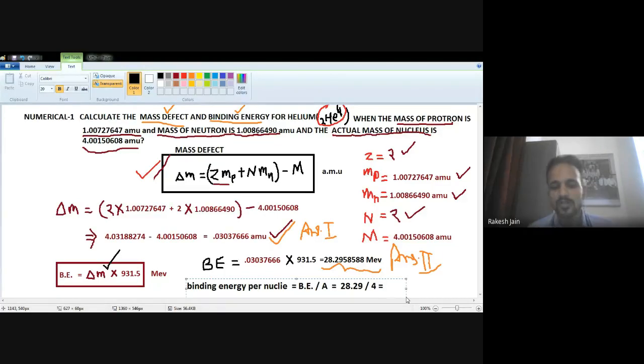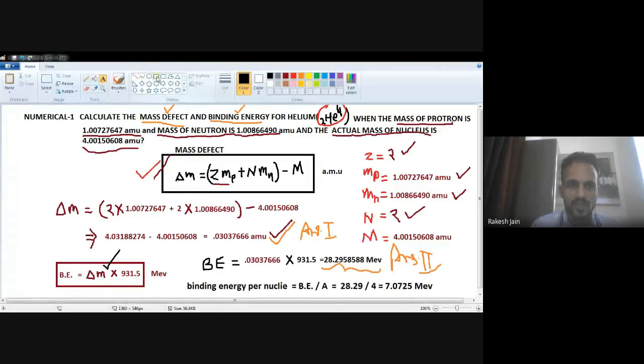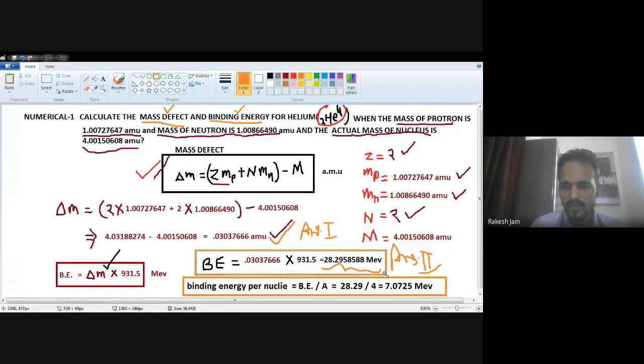That will be 7.0725. And the unit is the same. This one is the answer for this binding energy per nucleus concept. So this was your answer number 6. So that's all about your binding energy and mass difference: the basic definitions, how to calculate in the formula, what those different abbreviations mean in the formula, and how to solve the numericals.